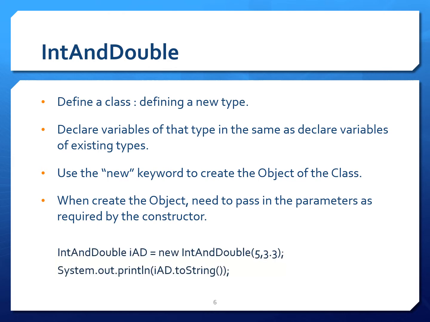In this example, we create an integer and double object, and we name the object iad. We pass 5 and 3.3 to the constructor when we create the integer and double object. Then we call the toString method in the integer and double object.